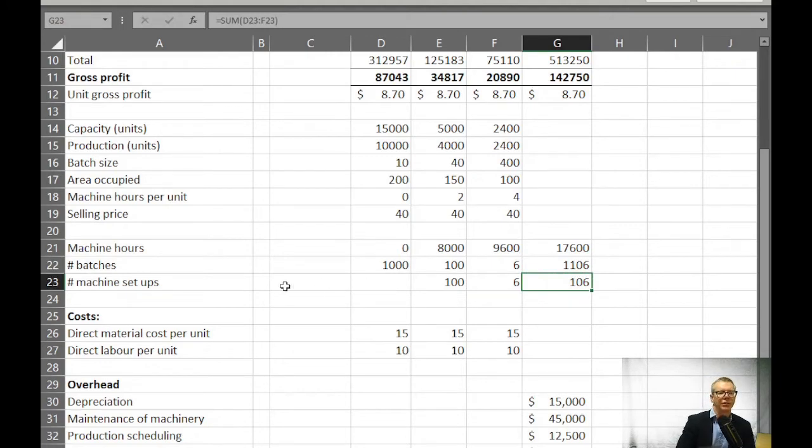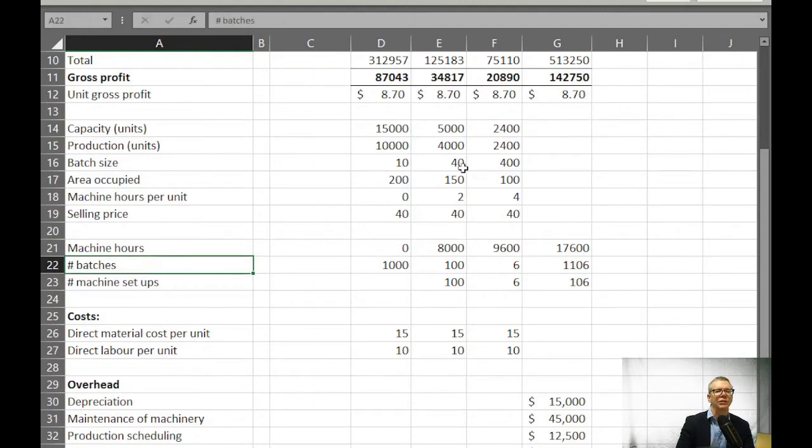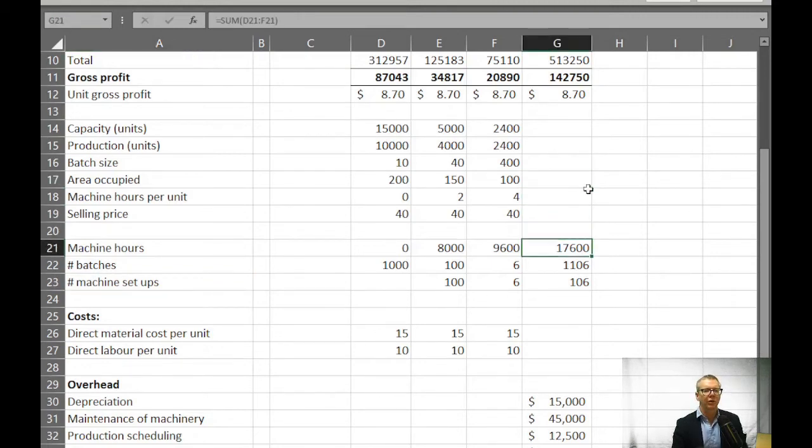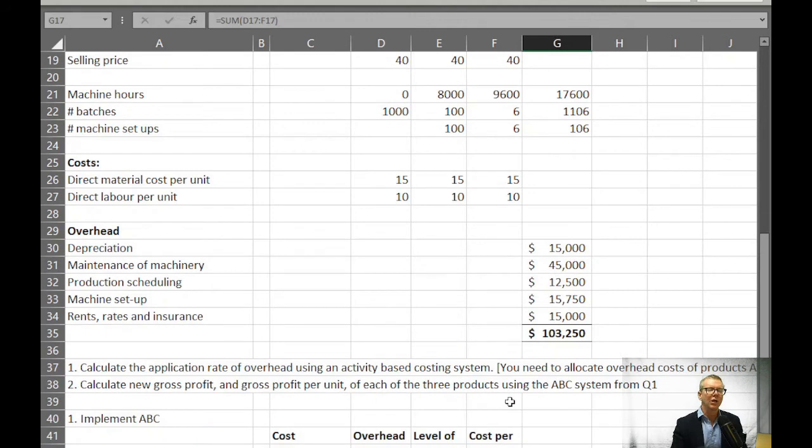So again, the distinction here between batches and machine setups is that batches is going to be all of our units that we're producing. The machine setups only going to be the number of setups that I need for the products that require machining. So that's product B and C. And the last thing that I'll want is the total area occupied, because that's another variable that I need. So now I've got my level of activities.